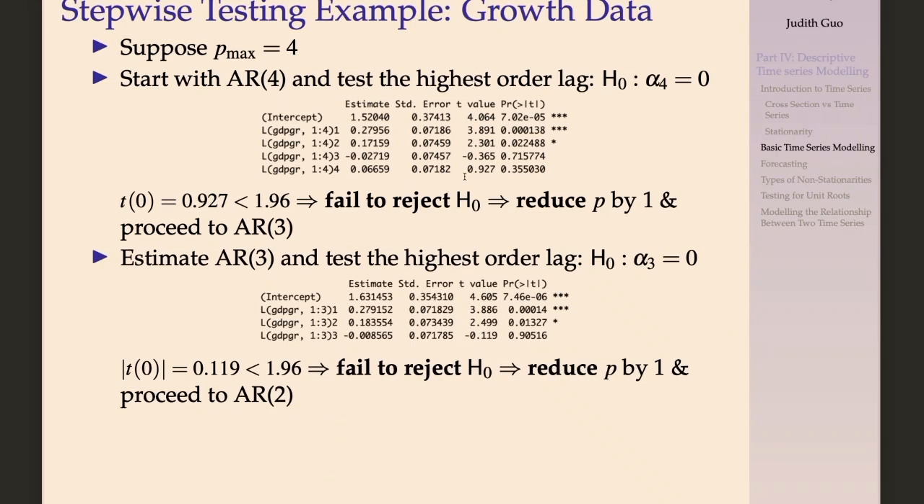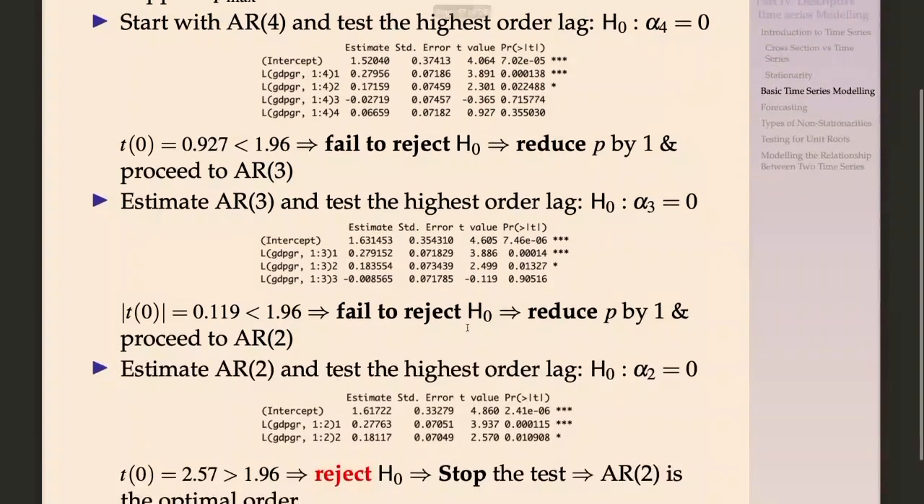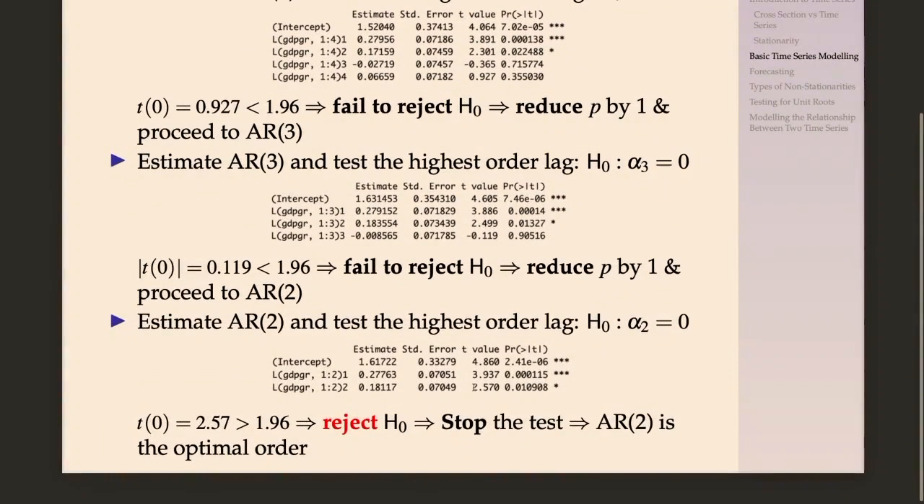Once we have estimated the AR3 model, we test the highest order lag in the AR3, which is alpha 3, the last row. Here we have a t statistic of minus 0.119. The absolute value is less than 1.96, again suggesting that we fail to reject the null. So we proceed to the AR2 model. In the AR2 model, which we've seen previously, we have a t statistic of 2.57, greater than 1.96. So we reject the null, stop the stepwise testing, and conclude that AR2 is the optimal order for the growth data.